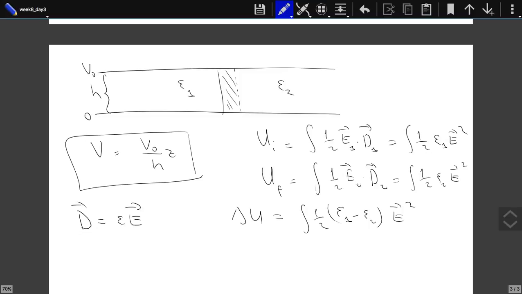Shouldn't there be an edge effect at the end? There's no end. It's infinite. Yeah, this is of course a problem with infinite systems. So that's one of the reasons why, if possible, most of the time we should avoid infinite systems.